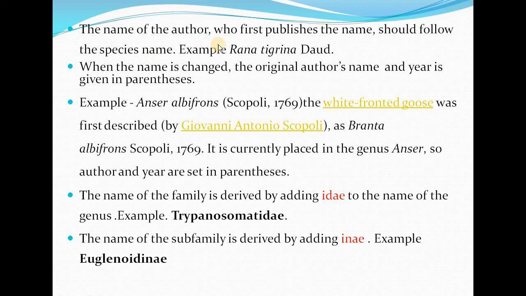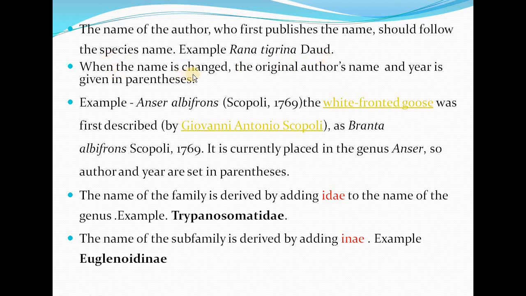The name of the author who first publishes the name should follow the species name. Example, Rana tigrina. Rana is the genus name, tigrina is the species name, and Dodd is the first author who published the name of this particular organism.